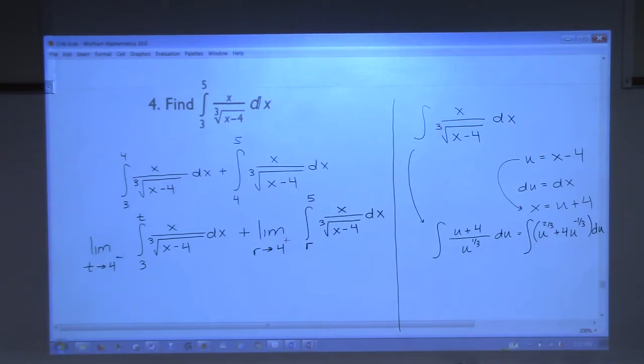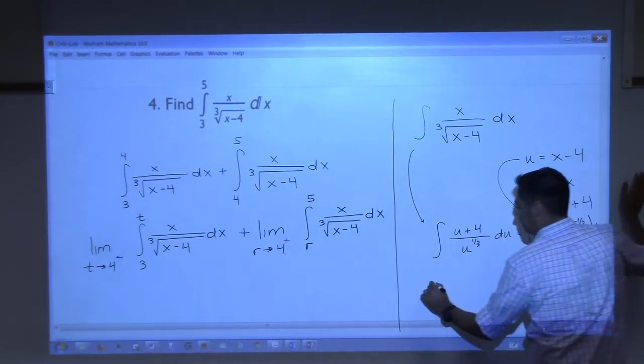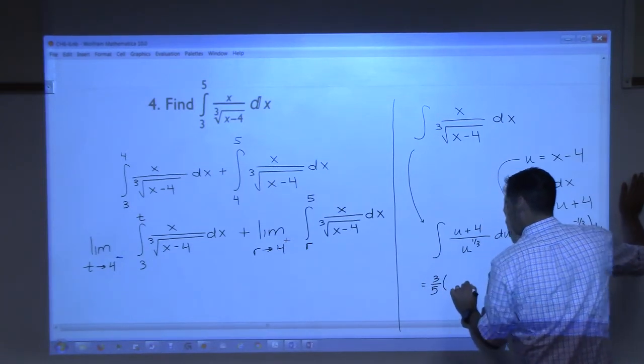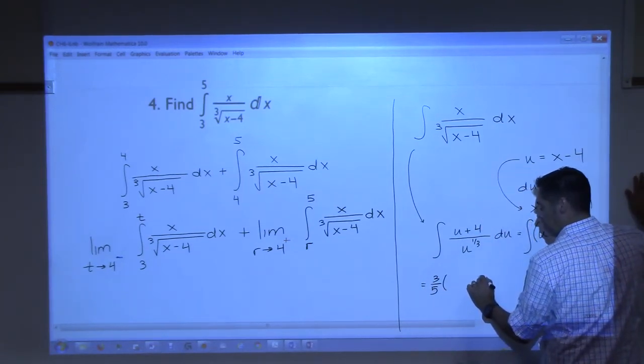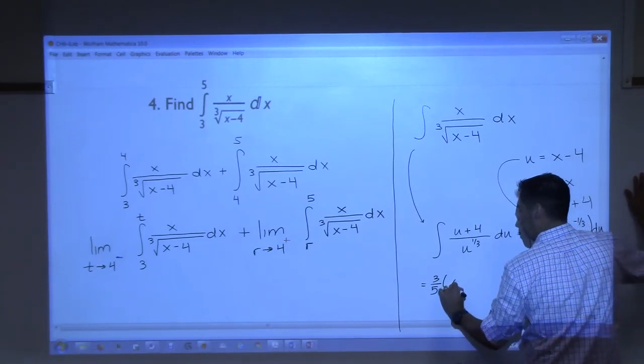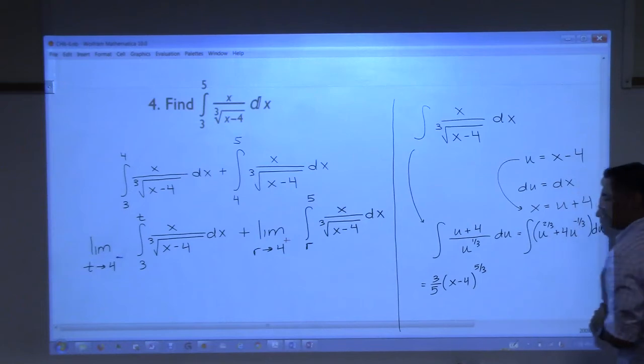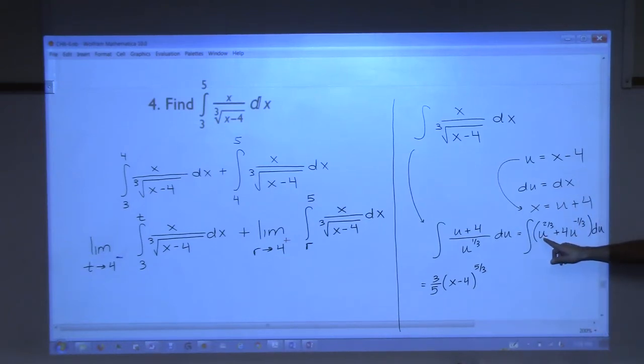Antiderivative time? The antiderivative of u to the 2/3 is three-fifths u to the 5/3, right? But u is x minus 4. I'm going to go ahead and do it now. x minus 4 to the 5/3. So that's the antiderivative of that with u replaced with x minus 4.